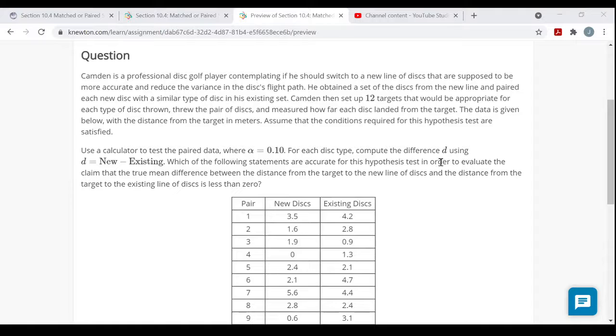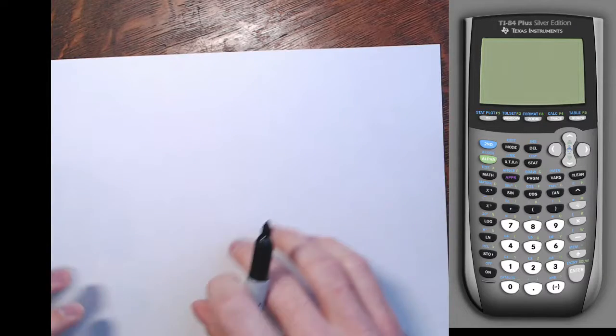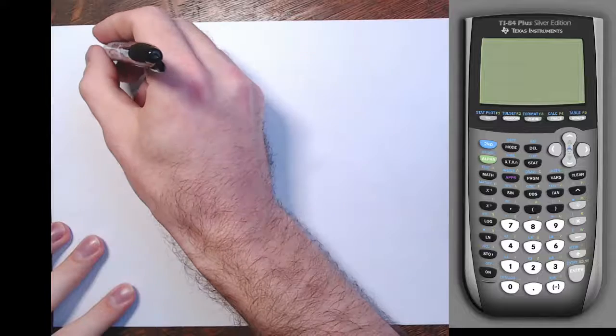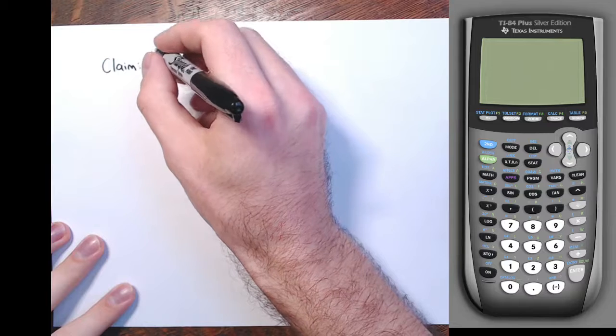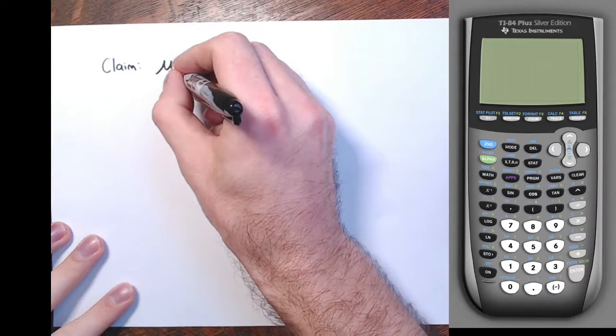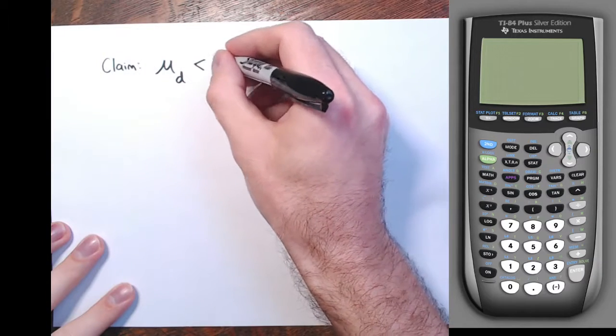Which of the following statements are accurate for this hypothesis test in order to evaluate the claim? Alright, so here's the claim: that the true mean difference between the distance from the target to the new line of discs and the distance from the target to the existing line of discs is less than 0. I'm going to write that claim out. I've got the calculator pulled up now. The claim is that the true mean difference in those distances, so mu sub d, is less than 0. They're telling us this.